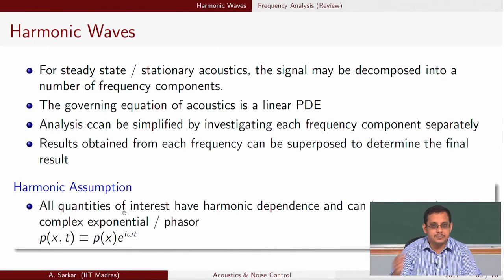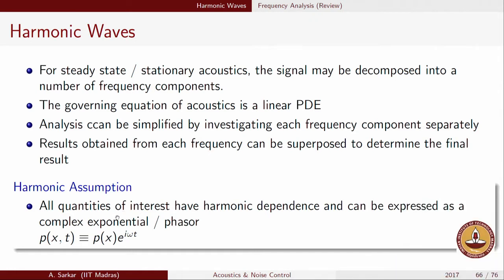So, the harmonic assumption is hereby stated in the following manner. All quantities of interest, typically acoustic pressure, acoustic velocity, acoustic density, and later on we will come across acoustic intensities also, all the physical quantities of interest from here on will be assumed to have harmonic dependence. Once you say it is a single harmonic dependence containing only one frequency, then we can understand that it can be expressed in a complex exponential form or a phasor form. That is what we did a few lectures back.